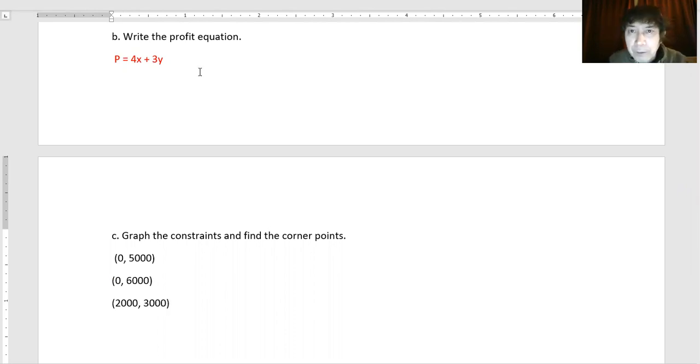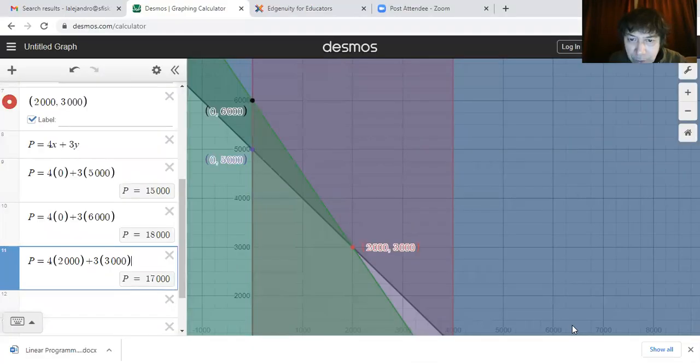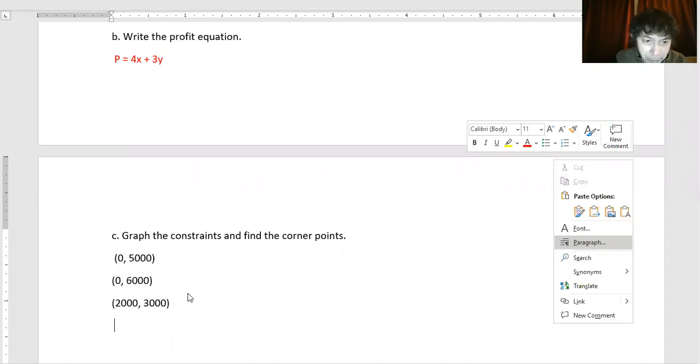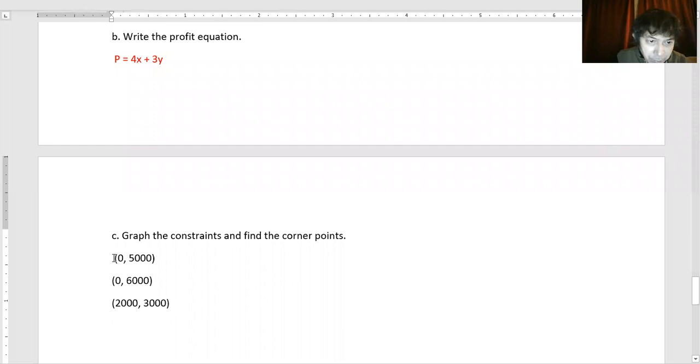We can always check that out again. 2,000, 3,000, but that's not the maximum. These are the points, and we shall transform it. Let's make it red, for our answer.